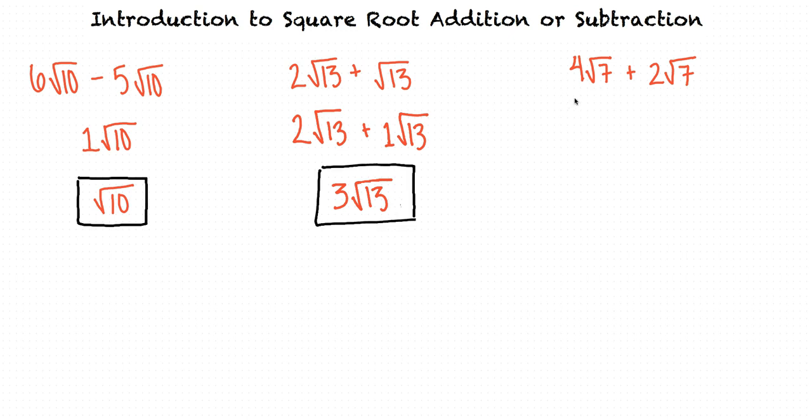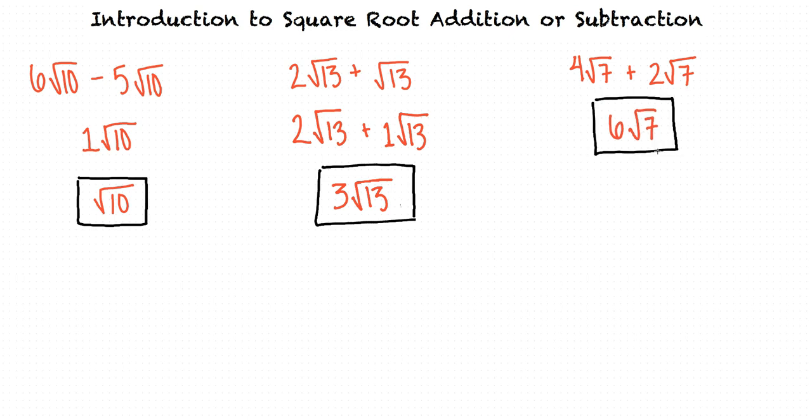Now let's look at 4 radical 7 plus 2 radical 7. Once again, since the two terms have like radicals, we can add the numbers outside the radicals and keep the radical the same. So 4 plus 2 is 6, and we keep the square root of 7 attached. This leaves us with 6 radical 7.